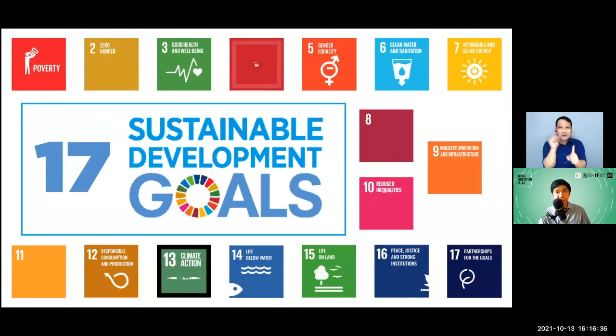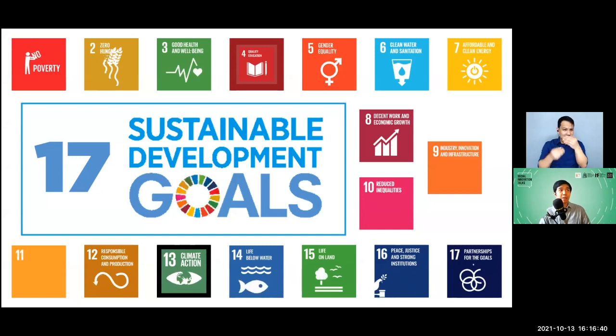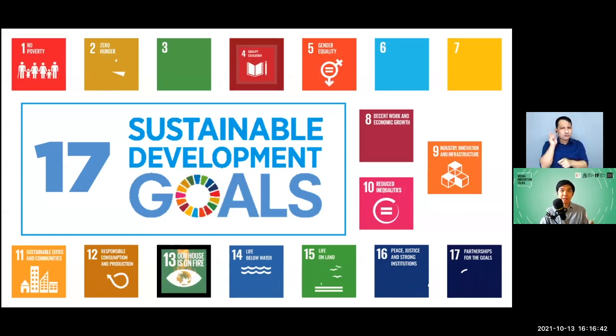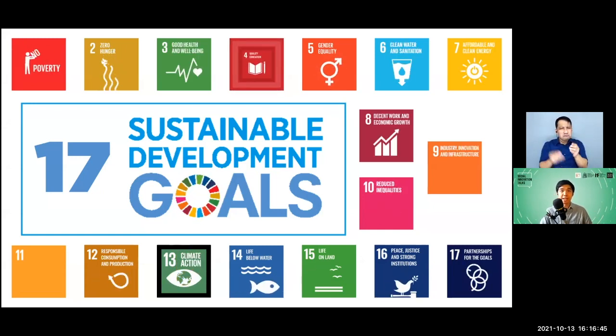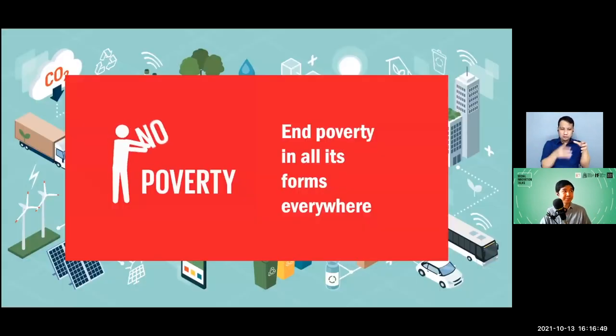And as you might imagine, 17 is quite a lot. So we will quickly go over what these 17 are. But in order to make it easier to understand, we're going to separate them into three main categories.